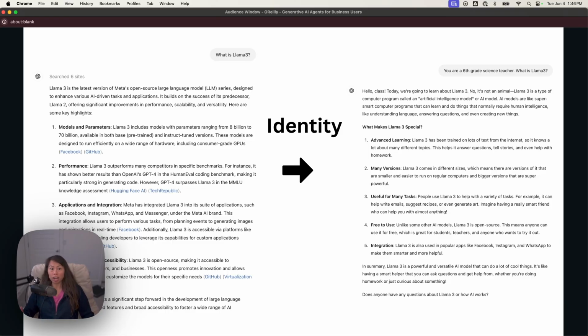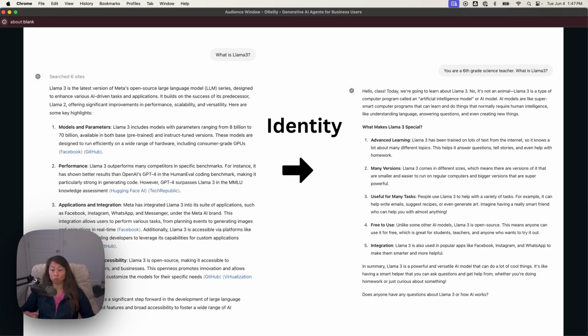So in the prompt on the right, we are now giving ChatGPT an identity. We're telling ChatGPT, you are a sixth grade science teacher. And then we ask, what is Llama 3? And you could read the total change in its response. With a very brief one-sentence identity assignment, ChatGPT assumed the role of a sixth grade science teacher, and it completely changed the content, the writing style. It started off its answer with a joke, the comprehension level of its answer, the amount of technical detail.